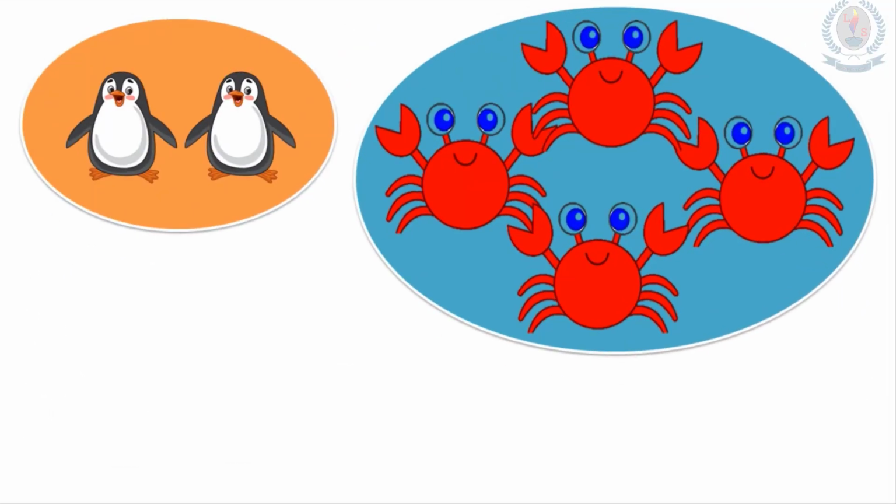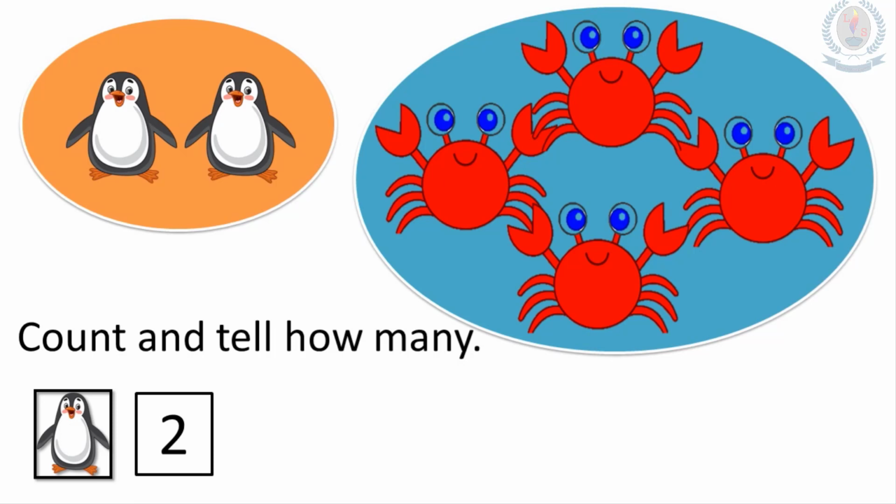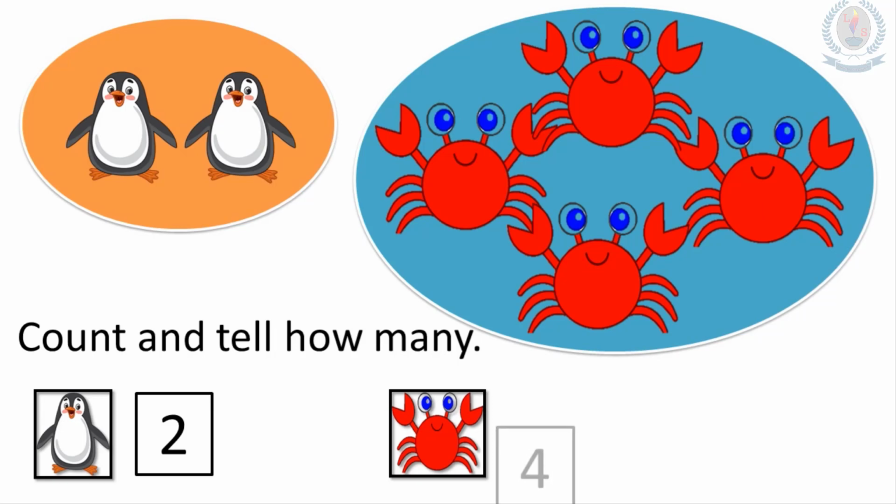Now we have 2 circles. We have penguins in the first circle and we have crabs in the second circle. First, we will count how many penguins are in the first circle. Did you count? 1, 2. There are 2 penguins. Now we are going to count how many crabs. 1, 2, 3, 4. 4 crabs.